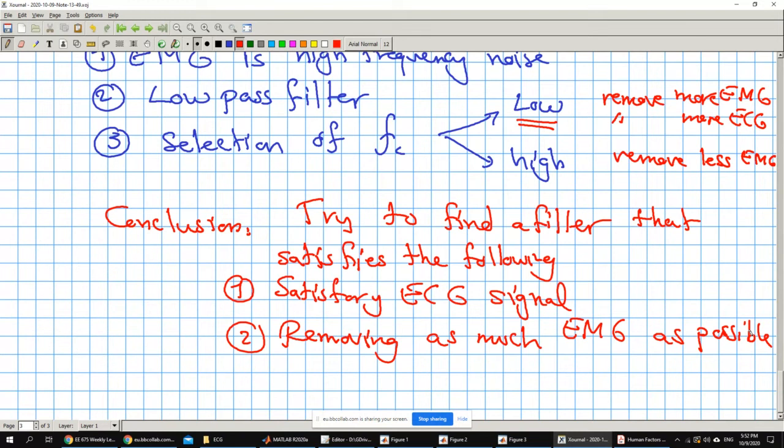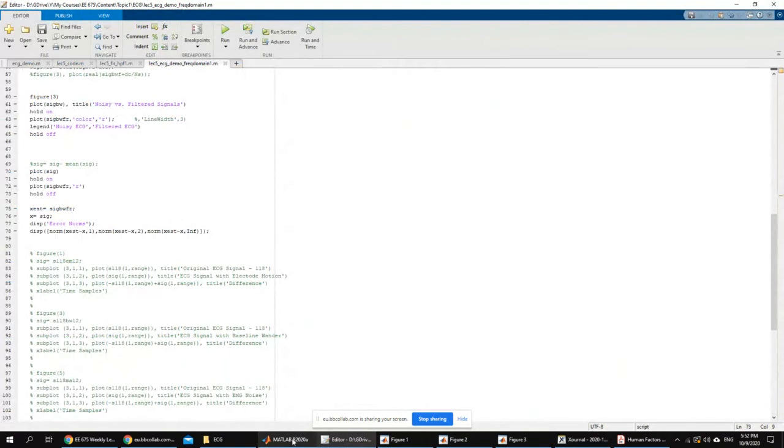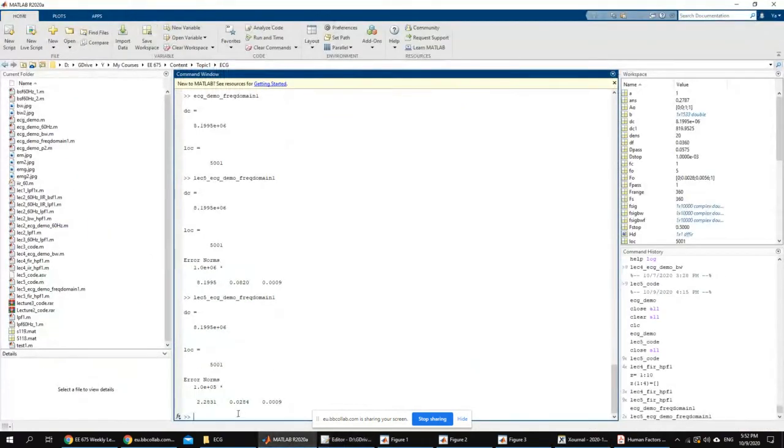Okay, let me show it to you. Maybe you can try that right now. In this case we have to design a low pass filter. So you have to go to Filter Designer.